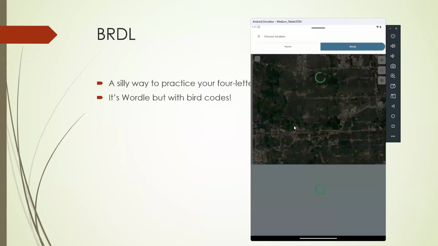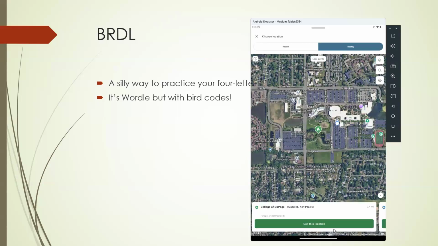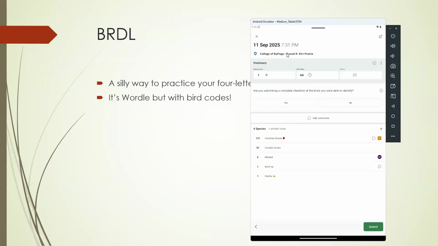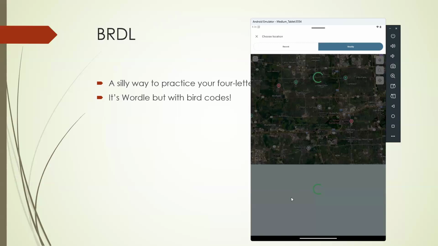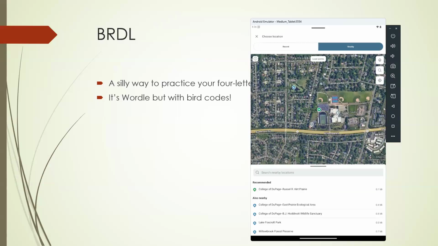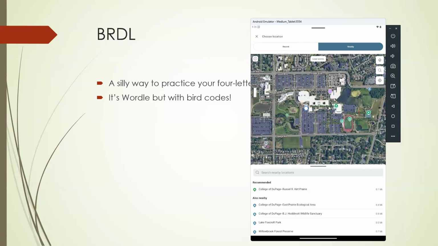So we're going to choose our location. We'll tap on that choose location option. My emulator thinks it's here at College of DuPage right now. The closest hotspot is College of DuPage, Russell Kirk Prairie, so that's over here. We'll pick that. Now, sometimes if I go back to click on the location, there'll be multiple things.